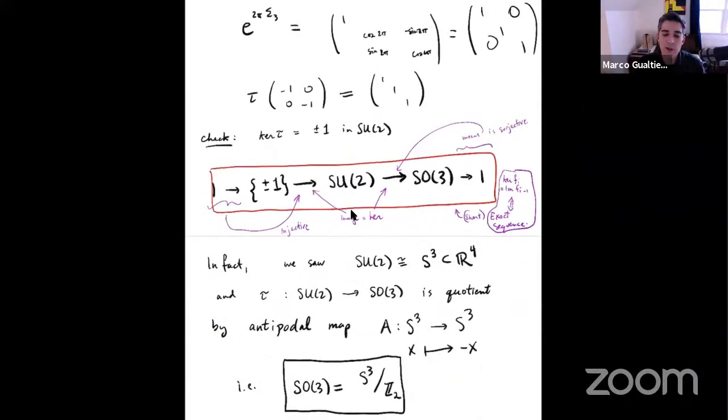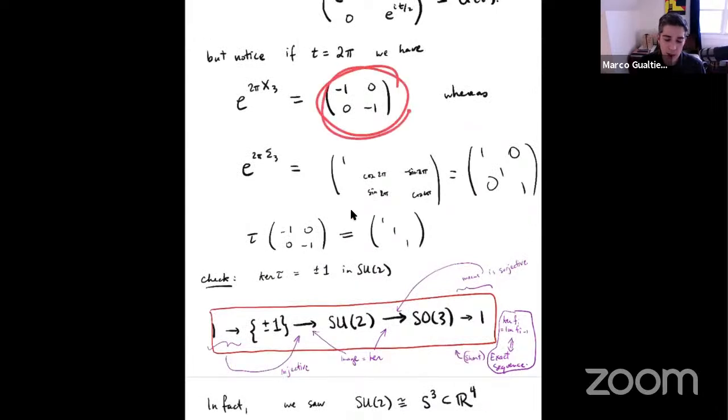Anyway, this is giving you a feeling for what the difference between the groups is. The difference is that there's a 2-to-1 cover from SU2 to SO3, and here's the kernel group. The kernel group is the plus identity matrix and the negative identity matrix, as we described here. This matrix, if we conjugate by it, we get the identity matrix on the Lie algebra.